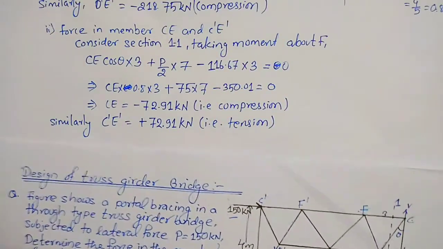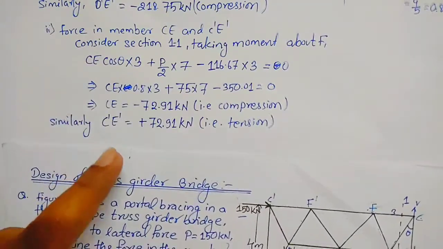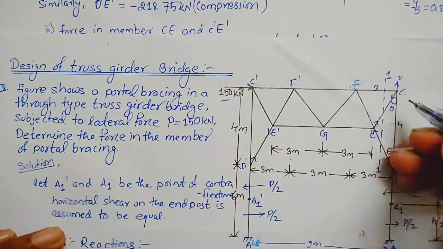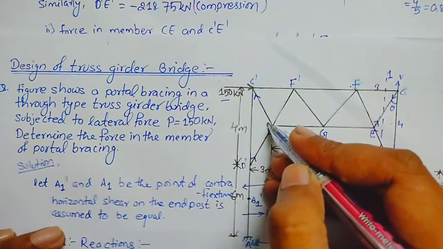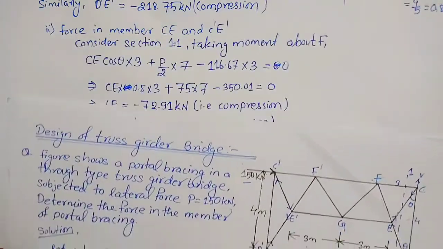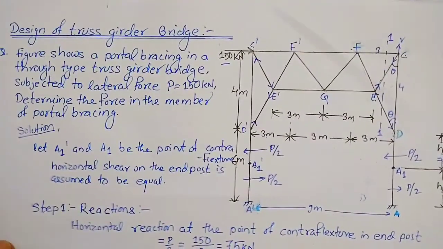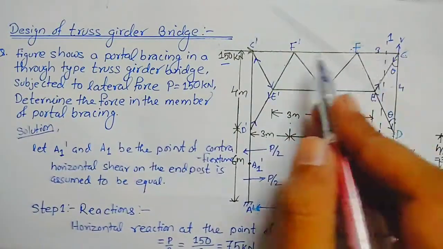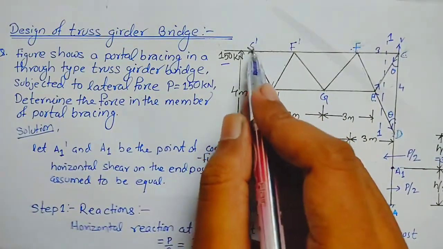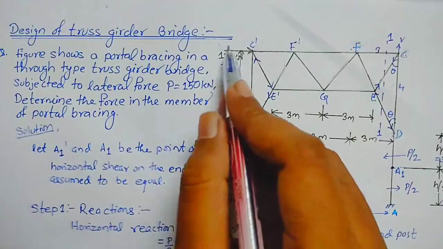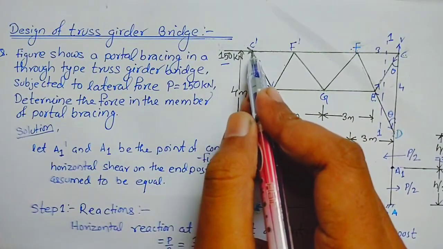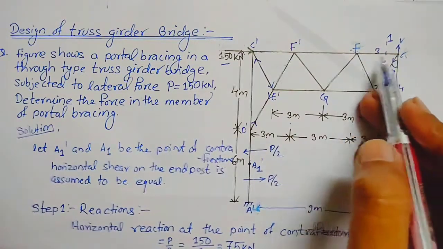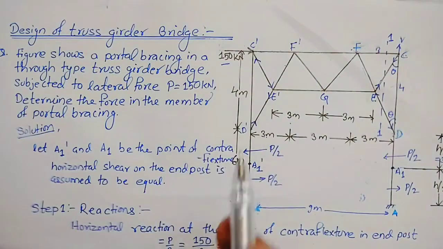Now guys, let us show the direction of these forces in the diagram, that is CE and C dash E dash. CE is in compression, and C dash E dash is in tension. So we have represented it. Now let us find the force in the member CF, and guys, this time the force in member CF will not be equal in magnitude to the force in C dash F dash because of this lateral force of 150 kN which is acting at point C dash. So let us see how the force is found in CF and C dash F dash.